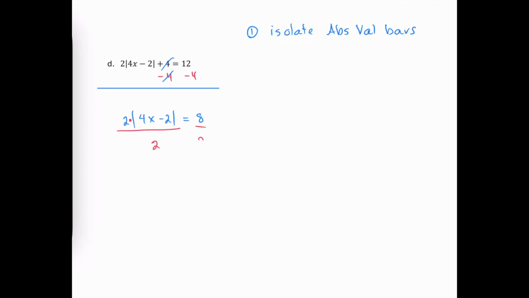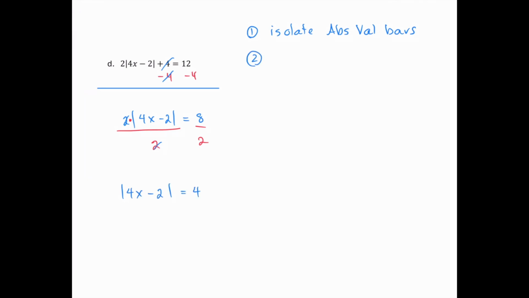So let's do one more example. Remember, we start by isolating the absolute value bars. So we'll subtract 4 from both sides to get 2 times that absolute value is equal to positive 8. Now let's get rid of this 2 here by dividing both sides by 2. And now our absolute value bars are completely isolated.